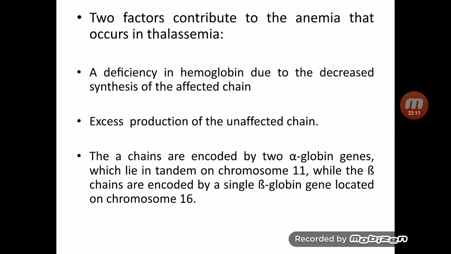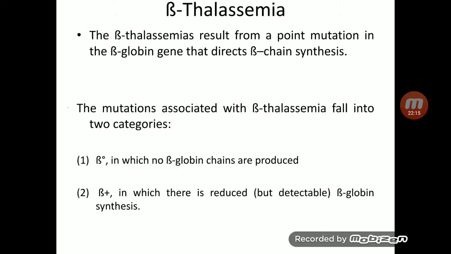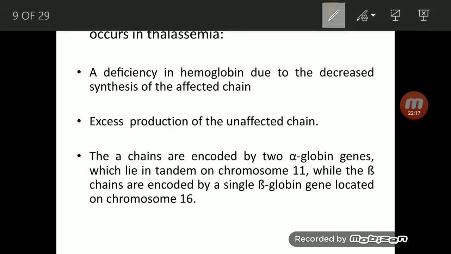So two factors contribute to the anemia that occurs in thalassemia. Okay, two main factors normally, if you see, there is deficiency in hemoglobin due to decreased synthesis of affected genes or excess production of unaffected gene. Either there will be deficiency of hemoglobin because there is decreased synthesis of your affected gene, and there is also going to be excess production of your unaffected gene, which is quite evident.